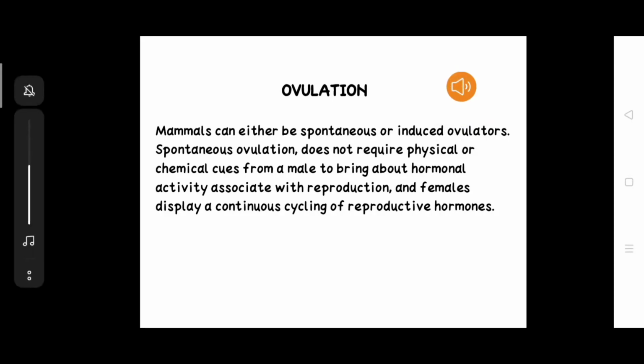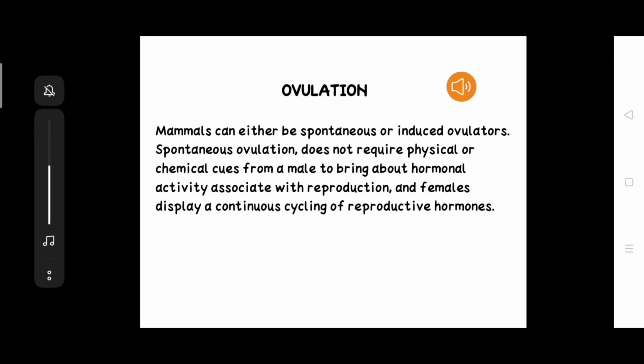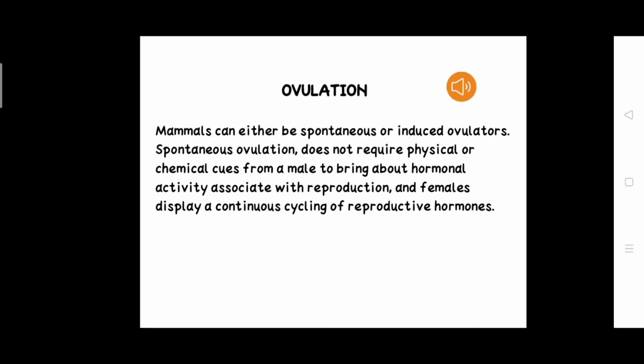Mammals can either be spontaneous or induced ovulators. Spontaneous ovulation does not require physical or chemical cues from a male to bring about hormonal activity associated with the reproduction, and females display a continuous cycling of reproductive hormones.